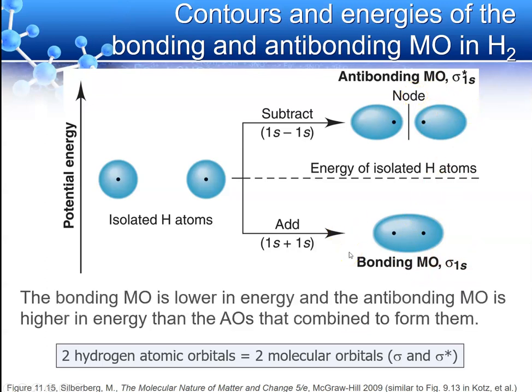We should note that the bonding molecular orbital is lower in energy than the atomic orbitals from which it came, because the electrons are spread out over a larger distance. But for the anti-bonding molecular orbital, the energy is higher than the atomic orbitals that combine to form them.